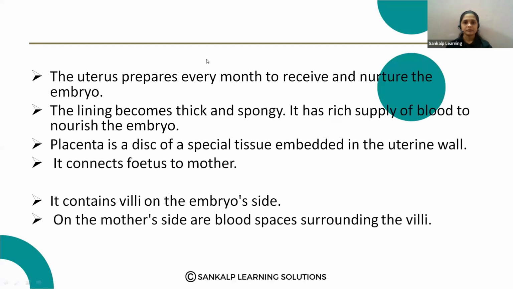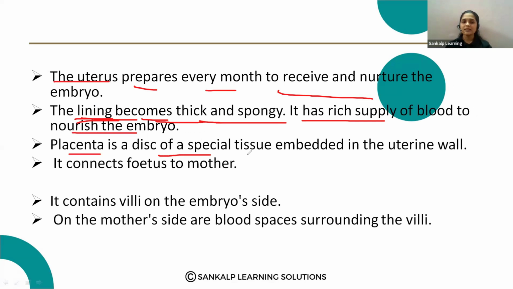Here, the uterus prepares every month to receive and nurture the embryo. The lining of the uterus becomes thick and spongy, and it has a rich supply of blood to nourish the embryo. The placenta is a disc-like special tissue embedded in the uterine wall, and it connects the fetus to the mother. The placenta provides nutrition for the developing embryo from the mother's blood, and any waste materials present are removed by the placenta.